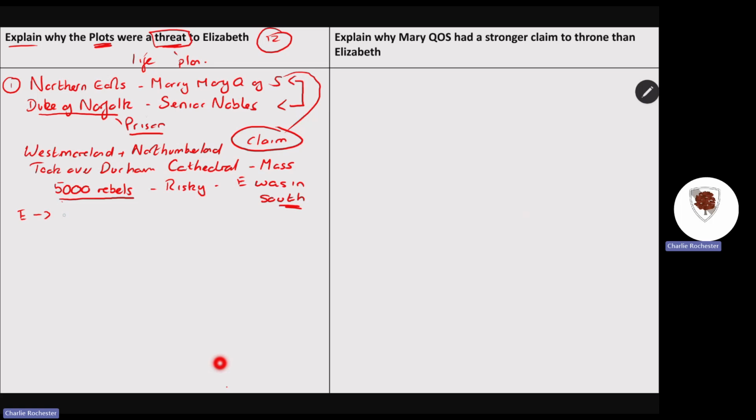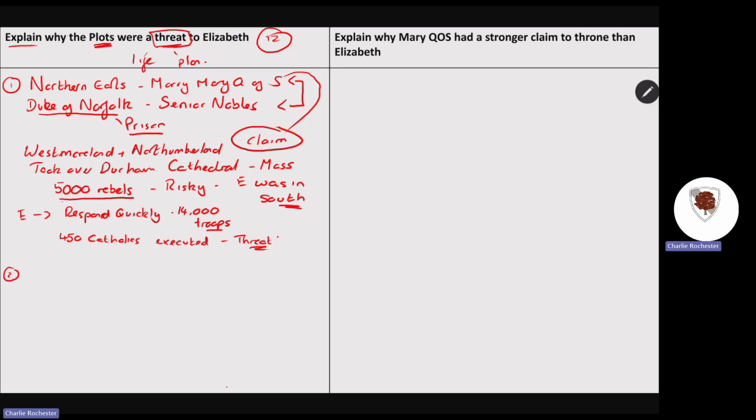Elizabeth, she had to respond quickly, which shows it was a risk. She sent 14,000 troops to put down this uprising. And following this, Elizabeth became harsher. She had 450 Catholics executed, which shows the threat of this plot. So that's the Northern Earls.